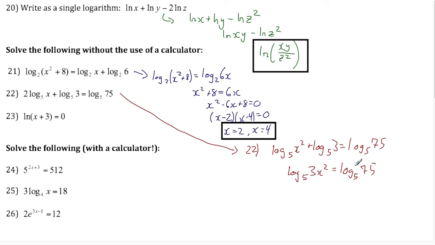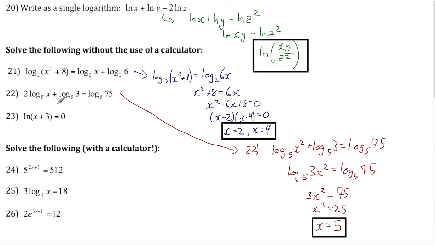We can set these logs both equal to each other, so we get 3x squared equals 75. Divide by 3, x squared equals 25. So if we take the square root, we get x equals positive negative 5. But here, x is only going to equal the positive 5, because if I have x equals negative 5, I can't take the log of a negative value. So that would be an extraneous solution.